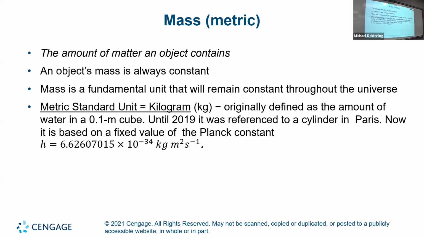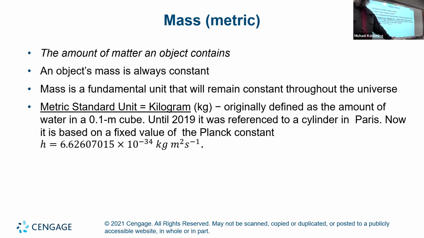Because gravity is ever so slightly weaker because you are further from the center of the Earth. So the metric standard unit for weight is a kilogram. And it was originally defined as the amount of water in a 0.1 meter cube. And up until 2019, so quite recently, it referenced a physical object. The kilogram was this platinum iridium cylinder in a vault in Paris.